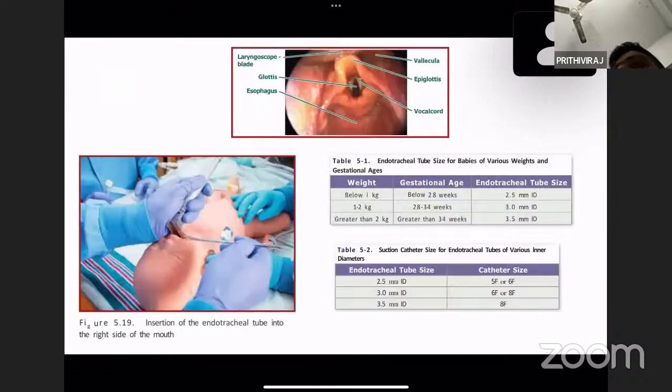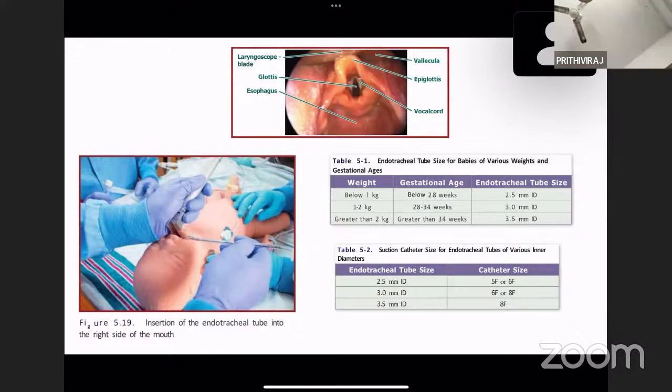So you have to intubate. This is the view which you see. You have to visualize with the help of the laryngoscope blade, for preterm and term. We have different sizes of blade: zero for preterm, one for term baby. Then you use your laryngoscope, visualize the glottis directly, and push the ET tube according to the age and the weight. It is the chart we use. If below 1 kg, 2.5 mm; 1 to 2 kg, 3 mm; greater than 2 kg, 3.5 mm.